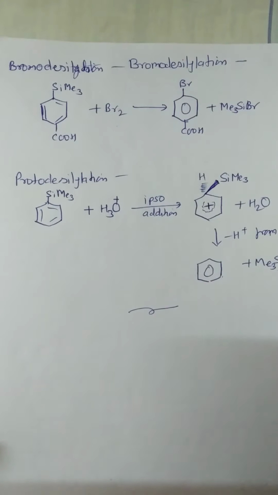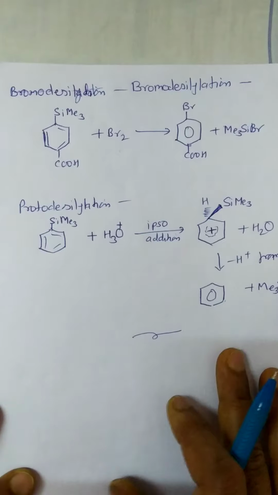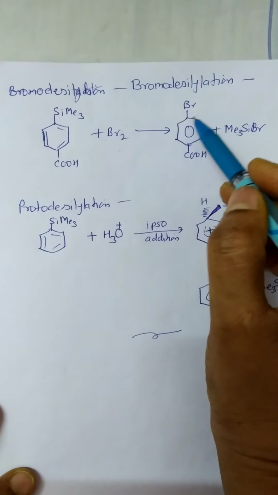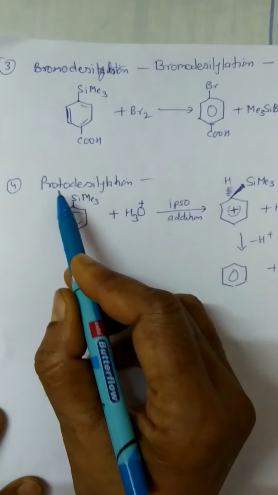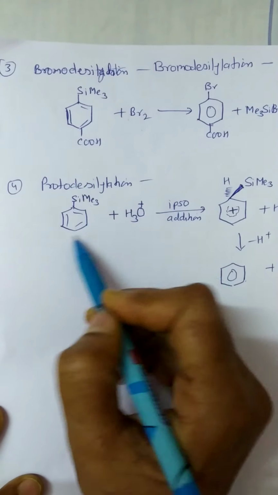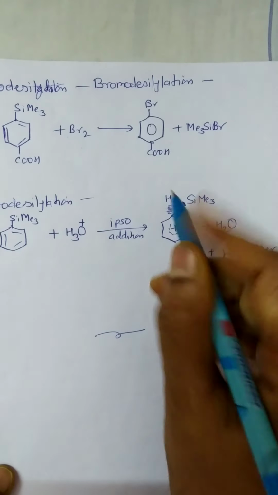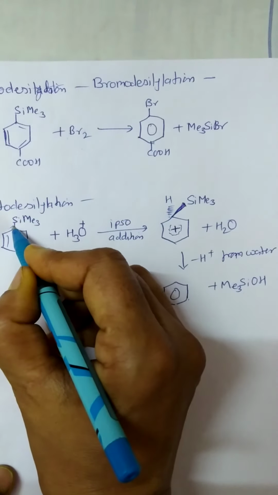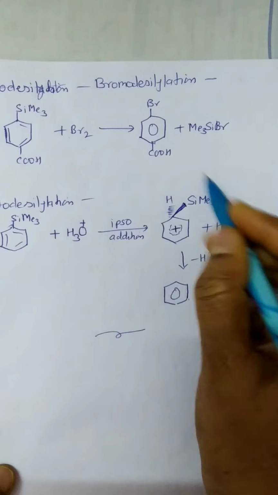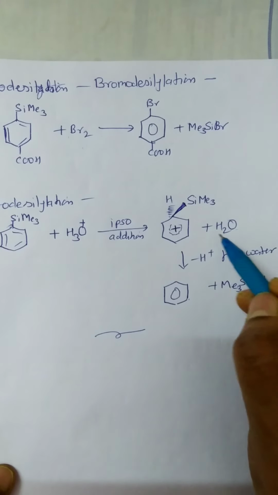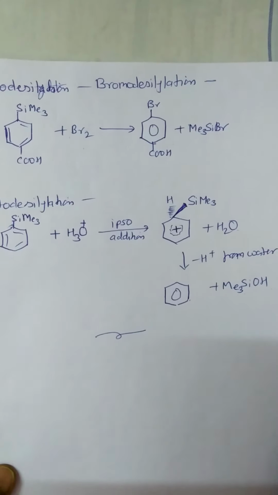One more example of ipso attack is bromo desilylation. Here this compound on bromination gives para-bromo benzoic acid. This is an example of ipso attack. The proto desilylation: here this compound on protonation gives this type of intermediate. This protonation takes place at the ipso position, the position where the substituent is already present. Therefore, this type of intermediate cation is formed which reacts with water and one proton is removed and benzene is formed. Thank you.